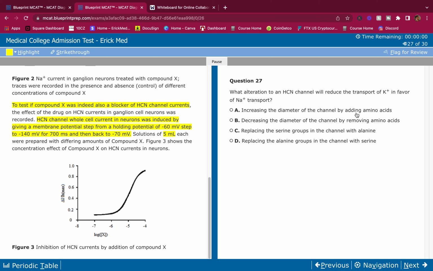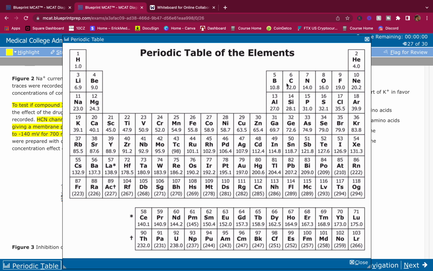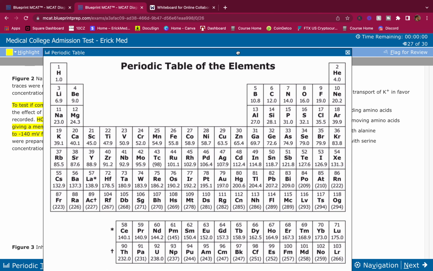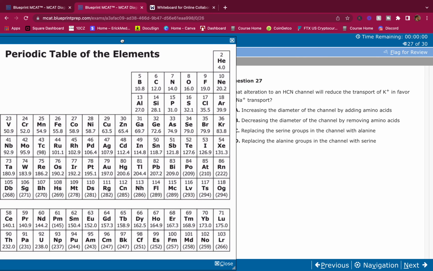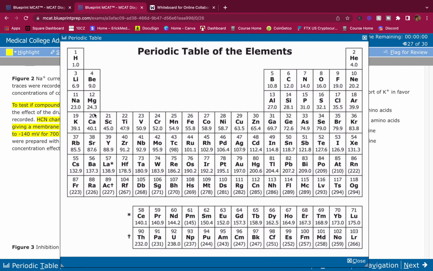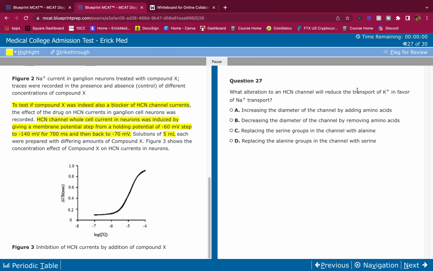Increase the diameter of the channel by adding amino acids. If we increase the diameter, we're going to favor both sodium and potassium. They're both going to go through if we increase it. If we decrease the diameter, we're going to allow just sodium to go through and not potassium. So if we do that, we're reducing the transport of potassium in favor of sodium. So the answer is B there.